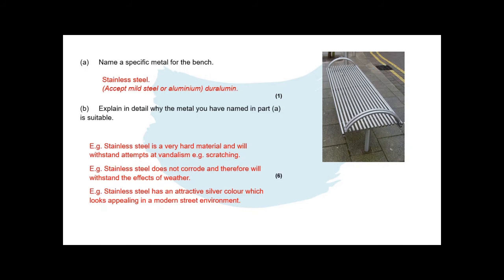So a specific material for the bench, again most people have said stainless steel. You could add mild steel or aluminium. And then examples of why the metal you named is suitable: if you said stainless steel, it's a very hard material, so it's not going to scratch, it can't be vandalized easily, it doesn't corrode, it withstands weather, so it's not going to rust and fall apart, and it looks nice as well, so it's attractive.